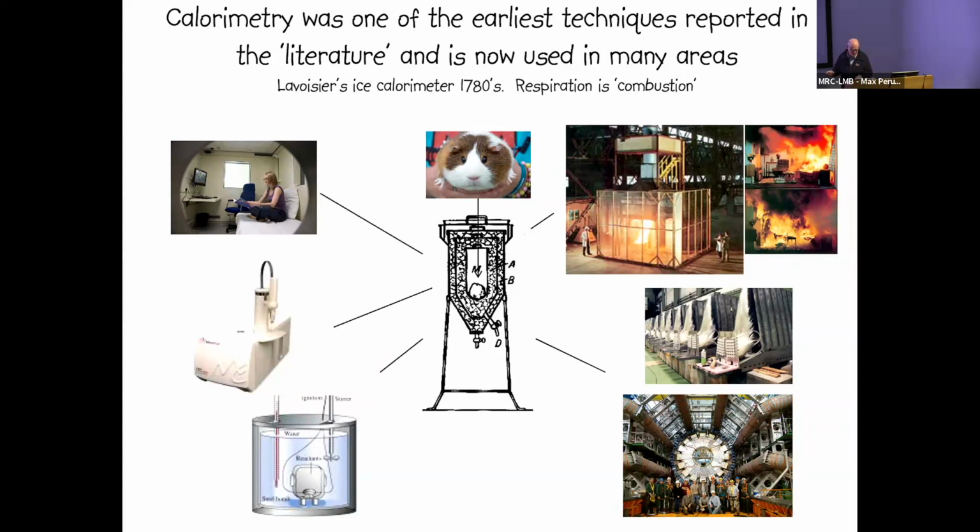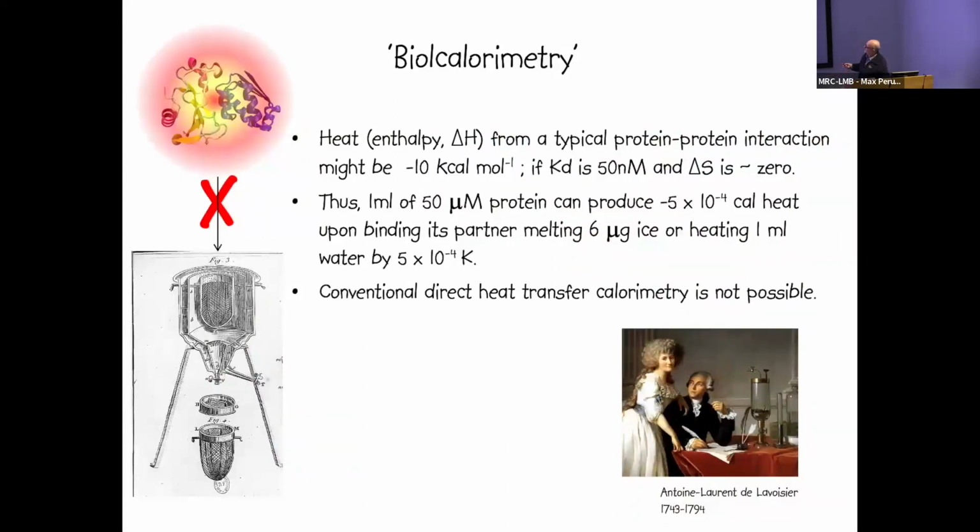So in terms of biocalorimetry, we think about the heat, the enthalpy that we might get for a typical protein-protein interaction. It's going to be maybe, if we're lucky, say 10 kcal per mole, if the KD is 50 nanomolar and the delta S is 0. So you'll get 10 kcal per mole if we have a KD of 50 nanomolar with no entropic contribution. So if we have 1 mL of 50 micromolar protein solution, this is going to produce 5 times 10 to the minus 4 calories of heat when it binds to the partner.